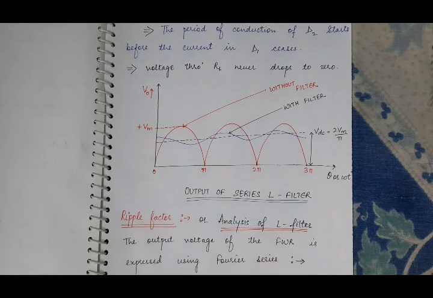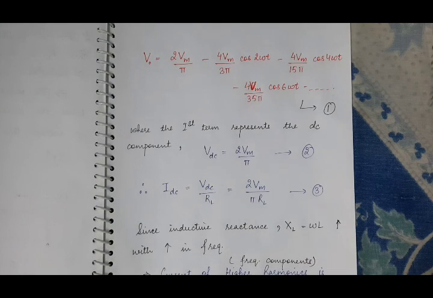To calculate the ripple factor, we know the formula of ripple factor is gamma equal to the ratio of IRMS and IDC. So we have to calculate IRMS and IDC. For that, what is the output voltage of the full wave rectifier? It is expressed using a Fourier series, and the output of the full wave rectifier with L filter is V0 = 2Vm/pi - 4Vm/3pi cos 2 omega t - 4Vm/15pi cos 4 omega t and so on.